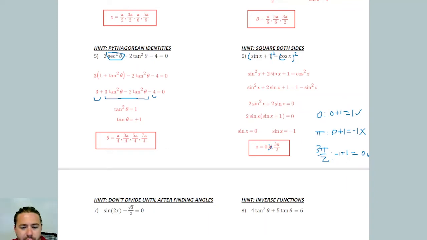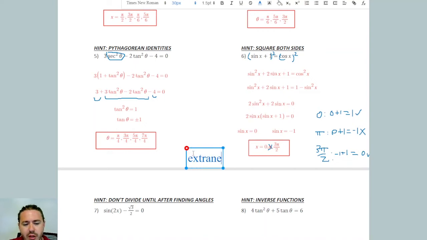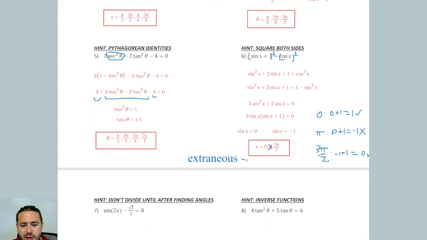So I just might make a note here that this pi is extraneous. Might be better off just typing it out, actually. It's what we call an extraneous solution. It's a solution that arises out of the normal solving process, but that actually isn't a solution. And again, you do not have to worry about extraneous solutions unless you square both sides, at least for today.